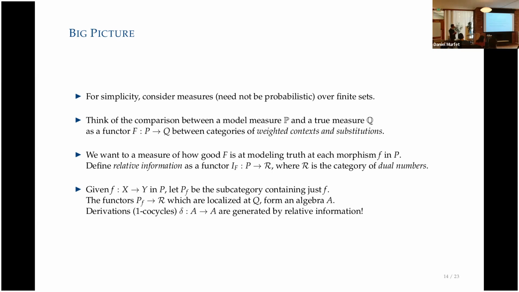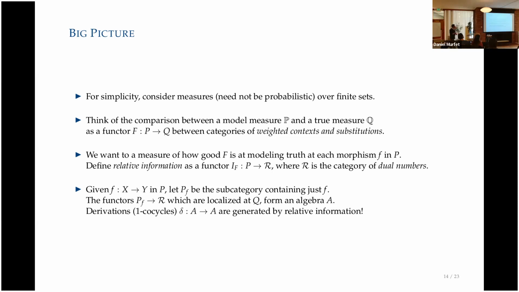So I'm going to define KL divergence as a functor from P to R. And what's R? R is the category of dual numbers. This is the deformation algebra. I'll tell you what it is in a bit. It's basically the real numbers with some infinitesimals.